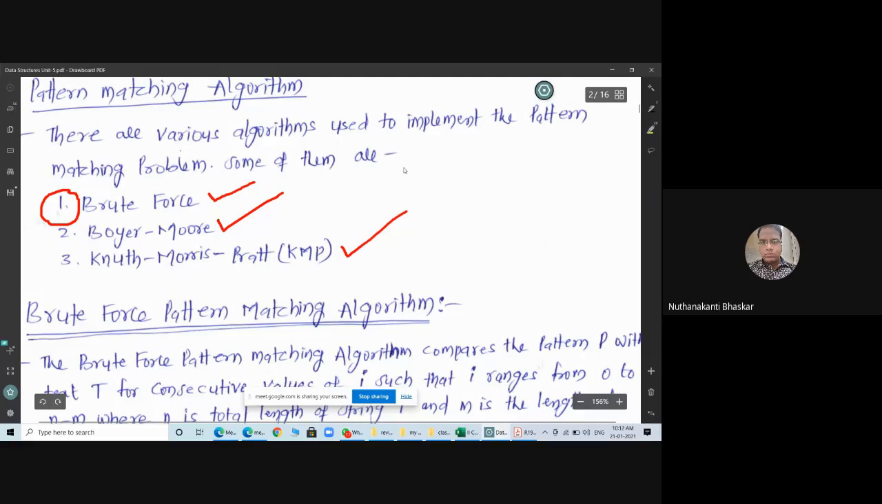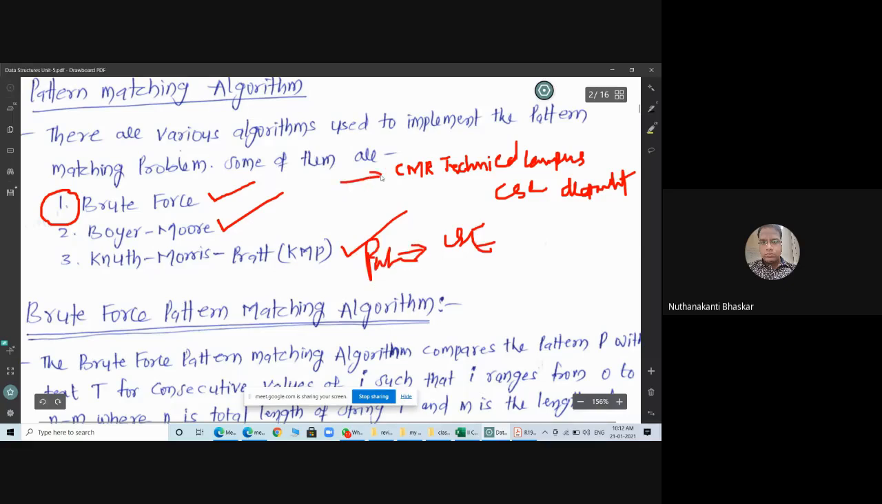For example, this is my main string I am writing: CMR technical campus CSE department. Now I want to search CSE. This is my pattern. This is my pattern.